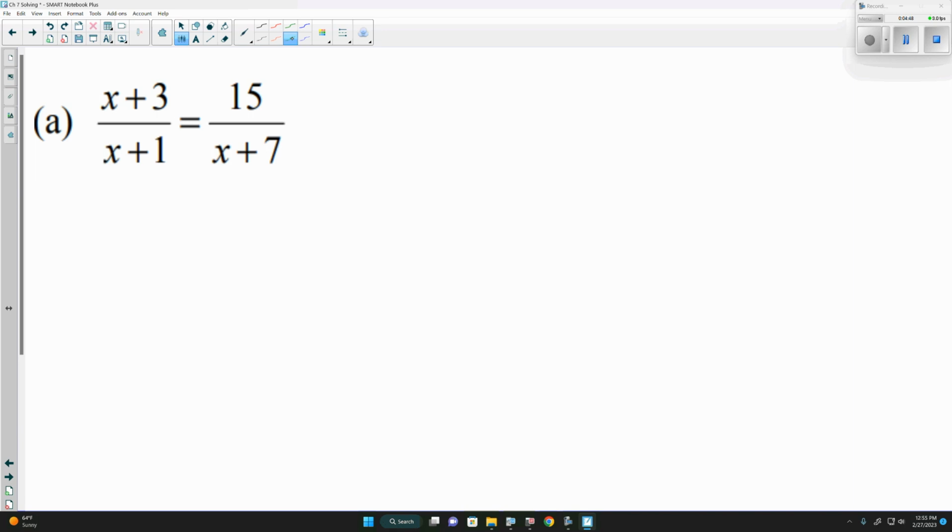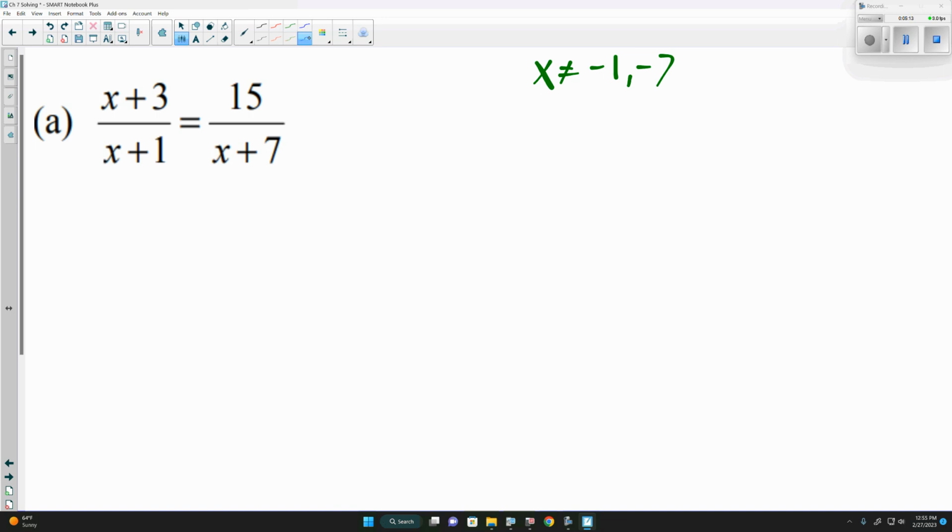So for this one here, we can find restrictions. Our restrictions are just whatever values are going to make the two denominators be 0. So for this one here, what would our two restrictions be? Negative 1 and negative 7. Because negative 1 plus 1 is 0, and negative 7 plus 7 is 0. So those two values we can't have.